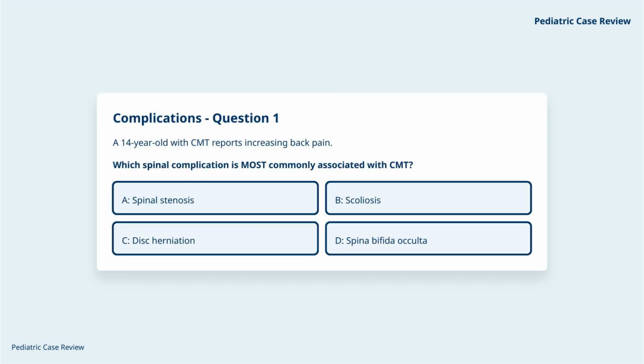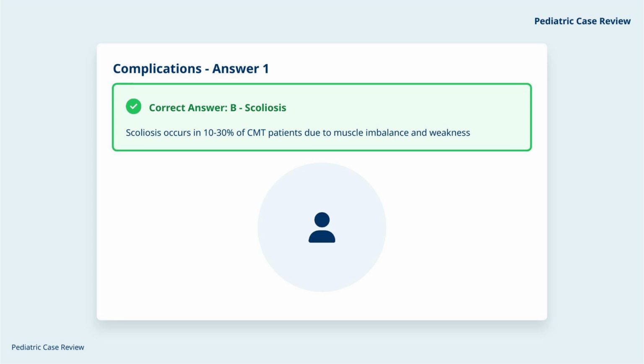A 14-year-old with Charcot-Marie-Tooth reports increasing back pain. Which spinal complication is most commonly associated with Charcot-Marie-Tooth disease? A. Spinal stenosis. B. Scoliosis. C. Disc herniation. D. Spina bifida occulta. The correct answer is B. Scoliosis.